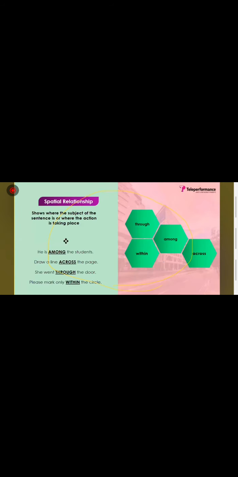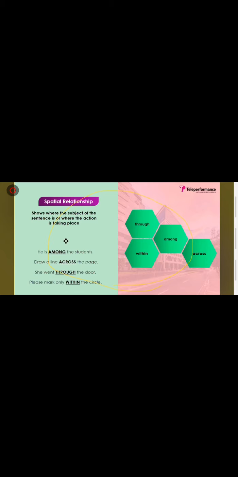For spatial relationship, it shows where the subject of the sentence is or where the action is taking place. So we're going to focus on 4 prepositions of spatial relationship. These are not limited to these 4. There are a lot, but we are trying to touch on some that we are hearing or writing or reading from newspapers or even on books or even on Facebook or blogs.